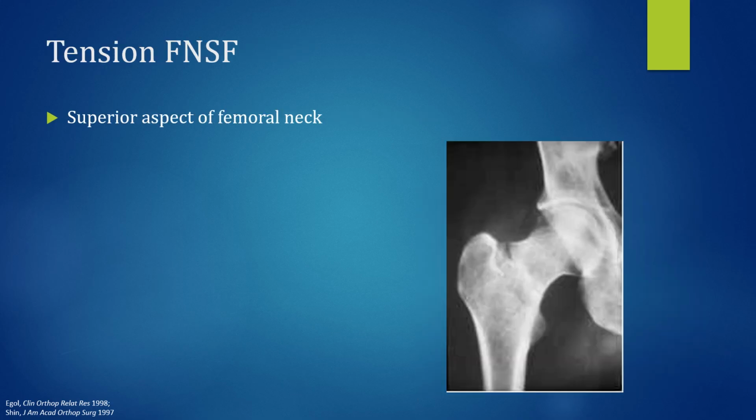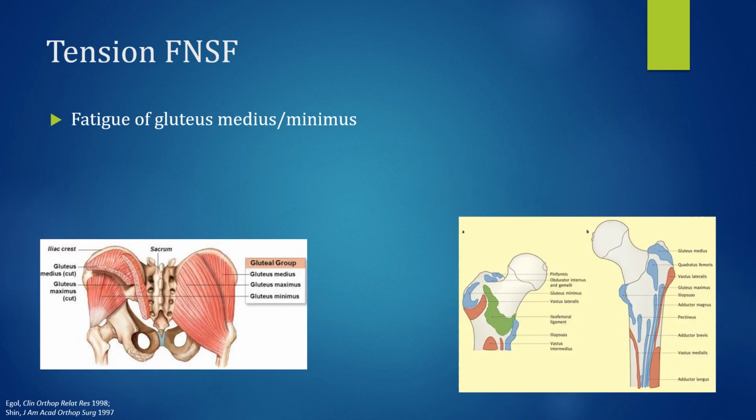Tension-sided femoral neck stress fractures arise along the superior aspect of the femoral neck. Normally, the gluteus medius and minimus muscles are able to counterbalance the force placed on the superior aspect of the femoral neck. However, when these muscles fatigue, high tension forces develop, resulting in microfracture formation and propagation.